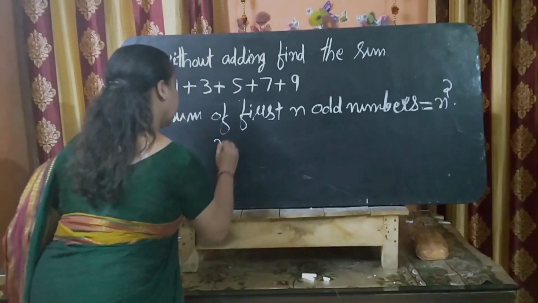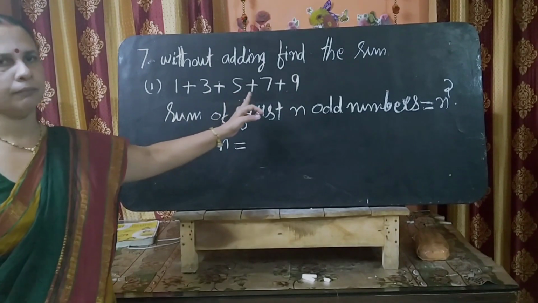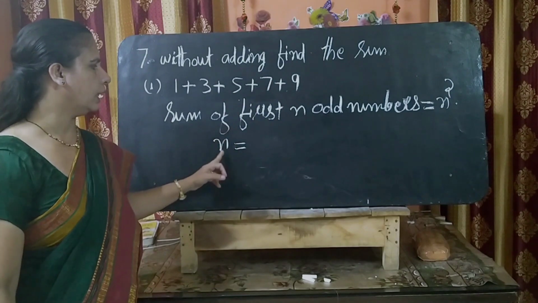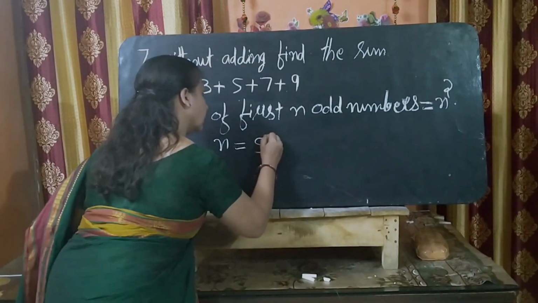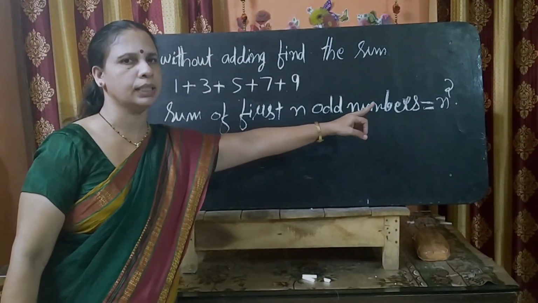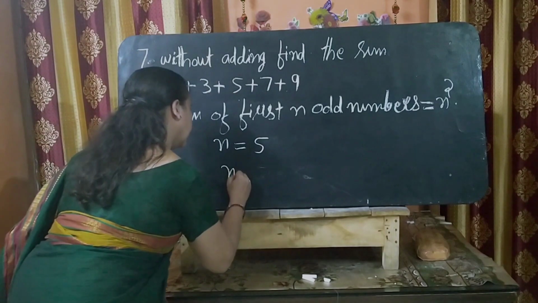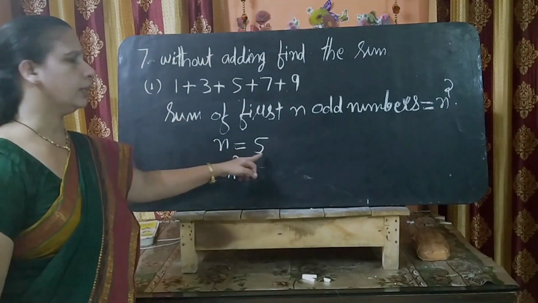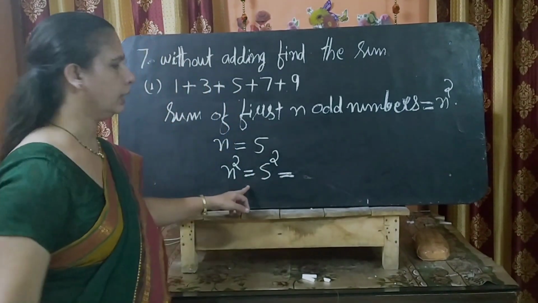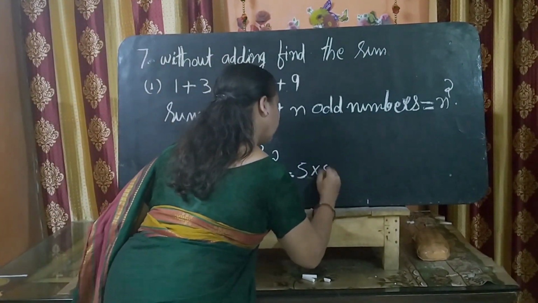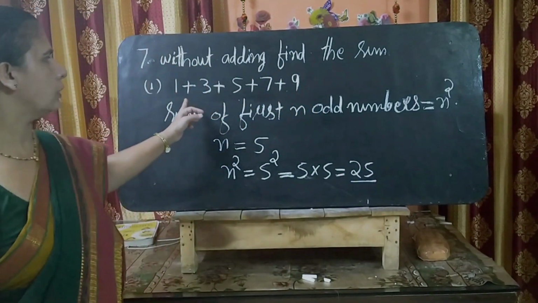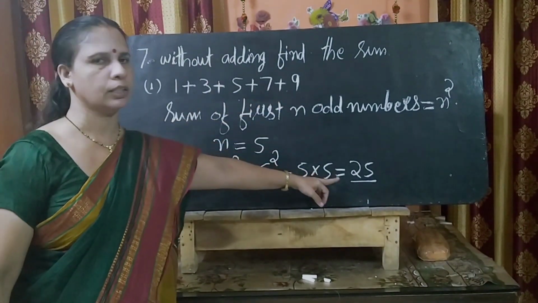That is, n equals how many numbers are here? 1, 2, 3, 4, 5. So n equals 5. Then by the method, sum of first n odd numbers equals n square. Then n square is 5 square. 5 square equals 5 into 5 equals 25. So the sum of these 5 odd numbers equals 25.